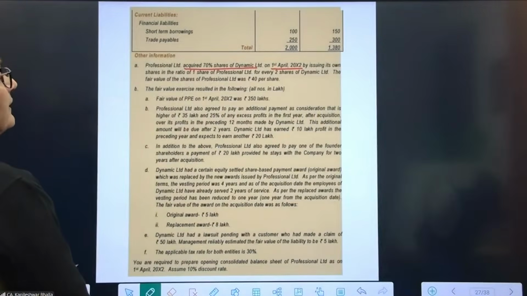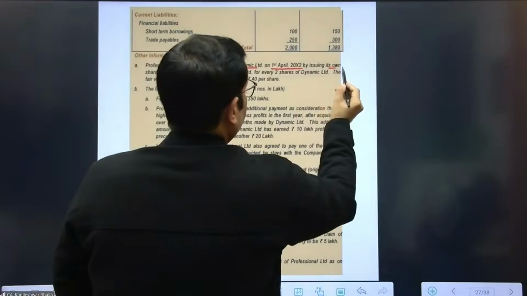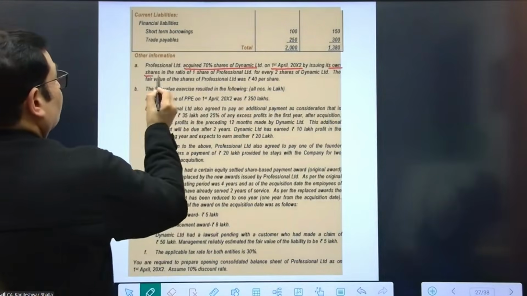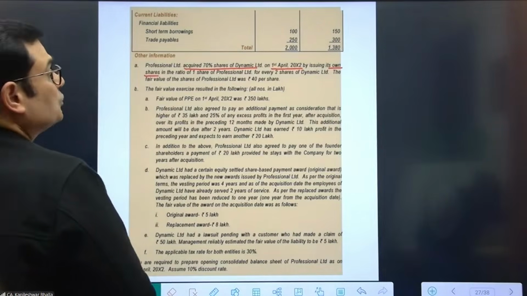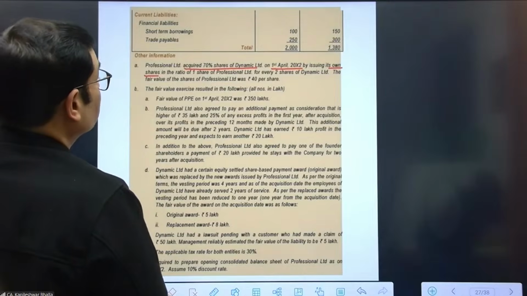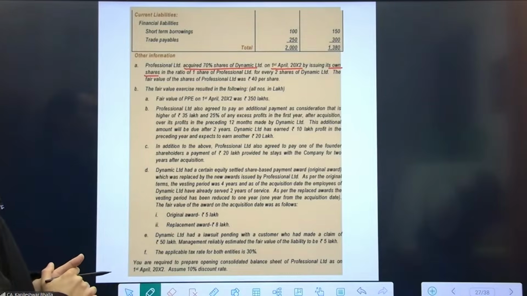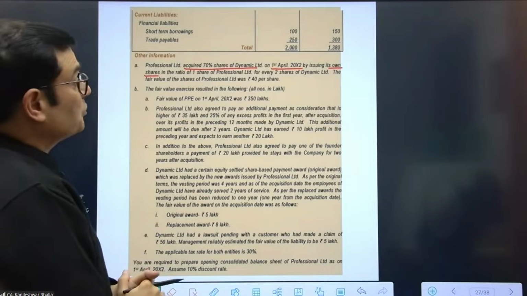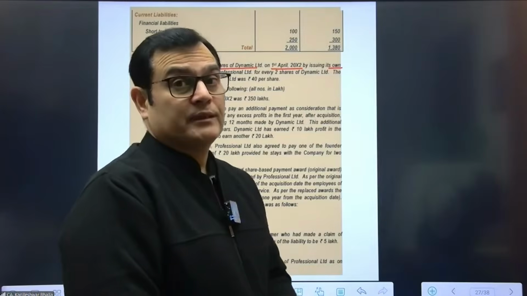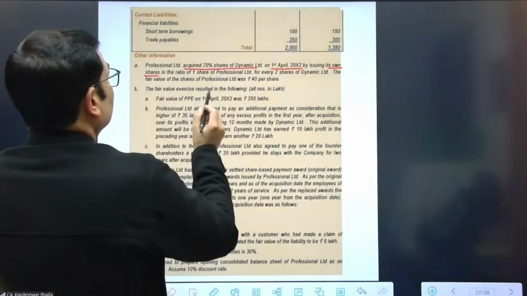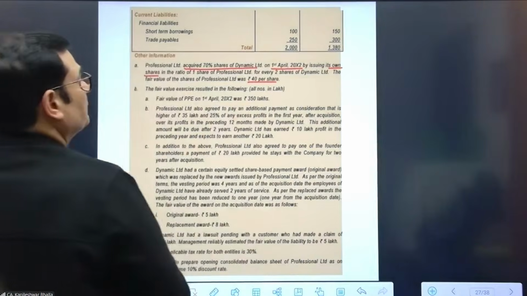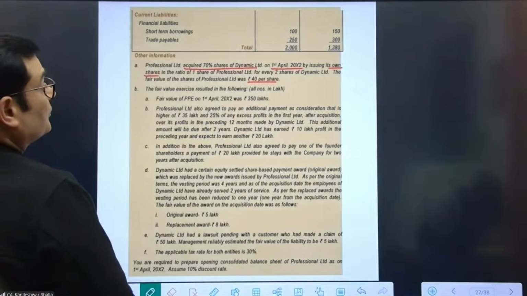And then it says by issuing its own shares, in the ratio of 1 share for every 2 shares in Dynamic. That means the purchase consideration is in the form of shares, and immediately what should come to mind is that when you calculate the purchase consideration, we need to consider the fair value of the shares which are issued. Then he says the fair value of the shares of Professional is 40 rupees per share. Then he gives you the fair value exercise resulted in the following.